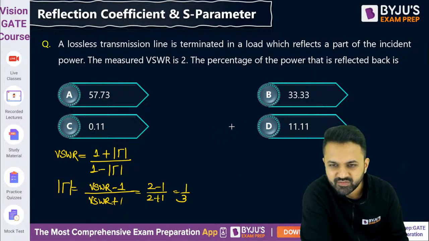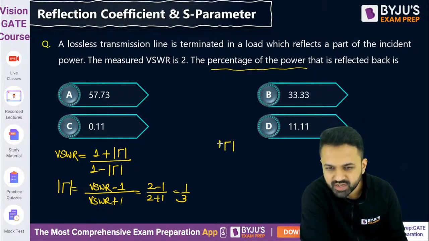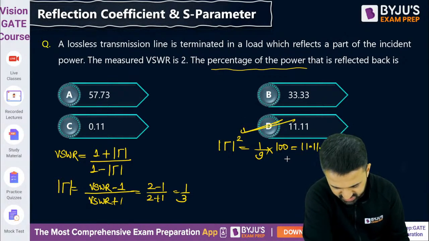So the percentage power reflected is given by mod gamma square, that is 1 by 9, and it is asking in percentage, so multiplied by 100, it is 11.11%. Yes. So answer is D.